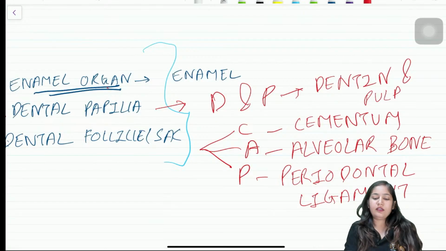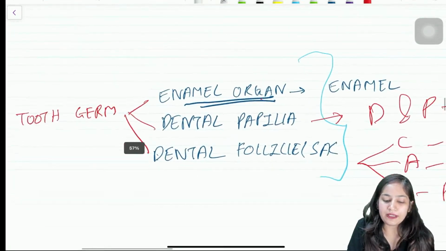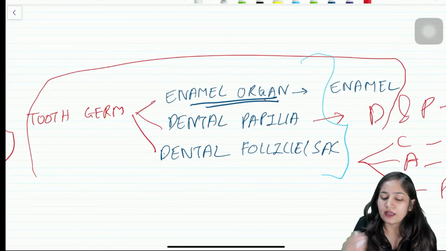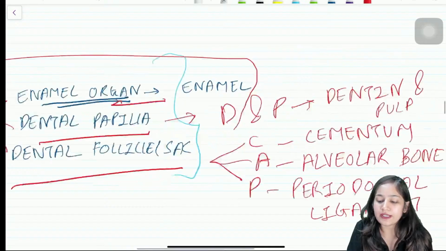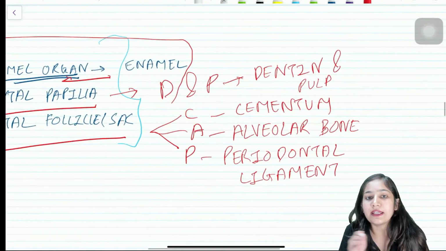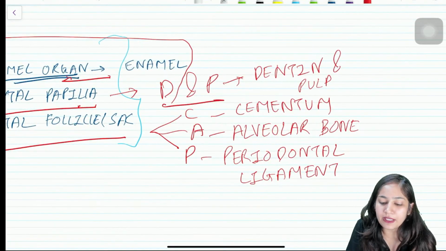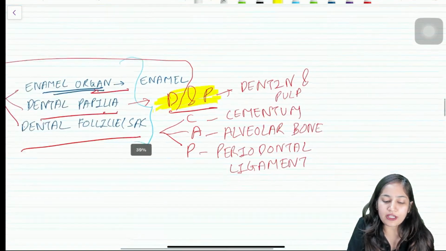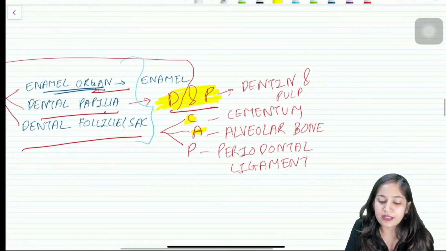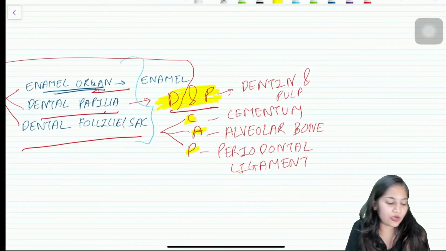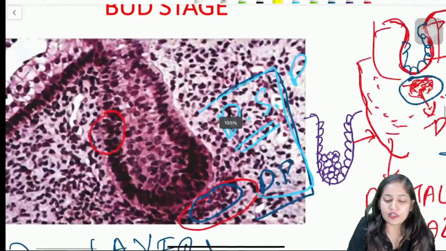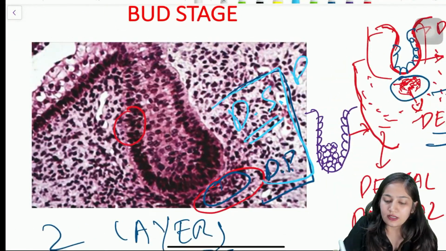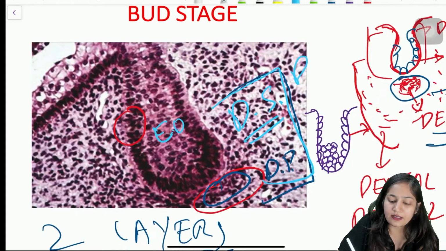Right? So, mainly this is very important here. Enamel organ, dental papilla and dental follicle or dental sac. Dental papilla gives rise to dentine and pulp, D and P, and dental follicle or dental sac, CAP: cementum, alveolar bone and periodontal ligament. So this is our tooth germ mainly. Enamel organ, dental papilla and dental sac.